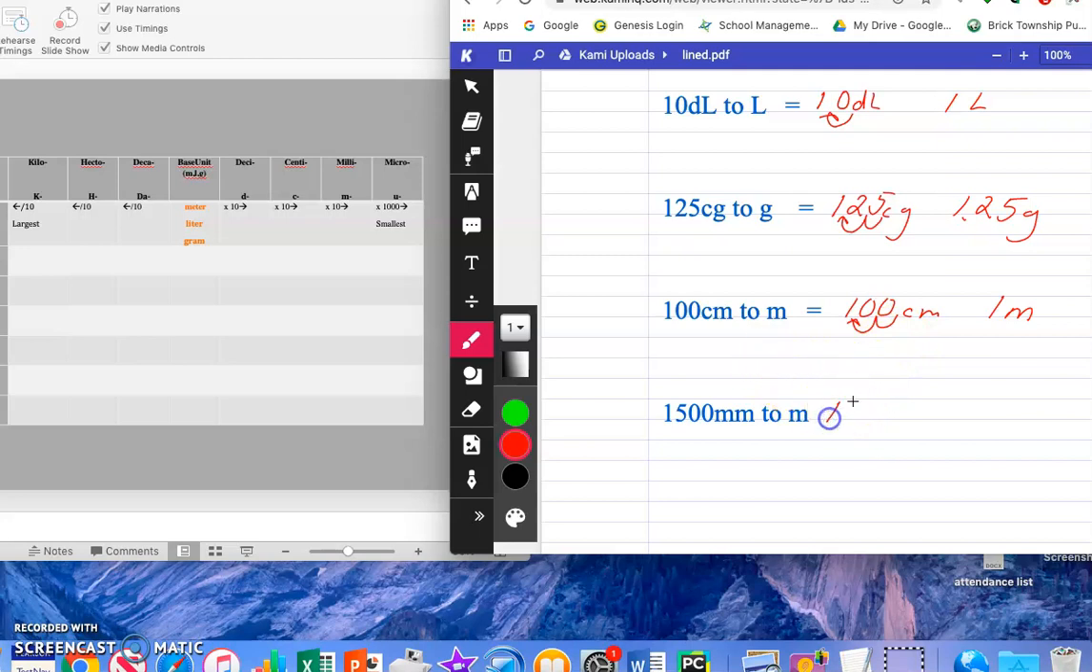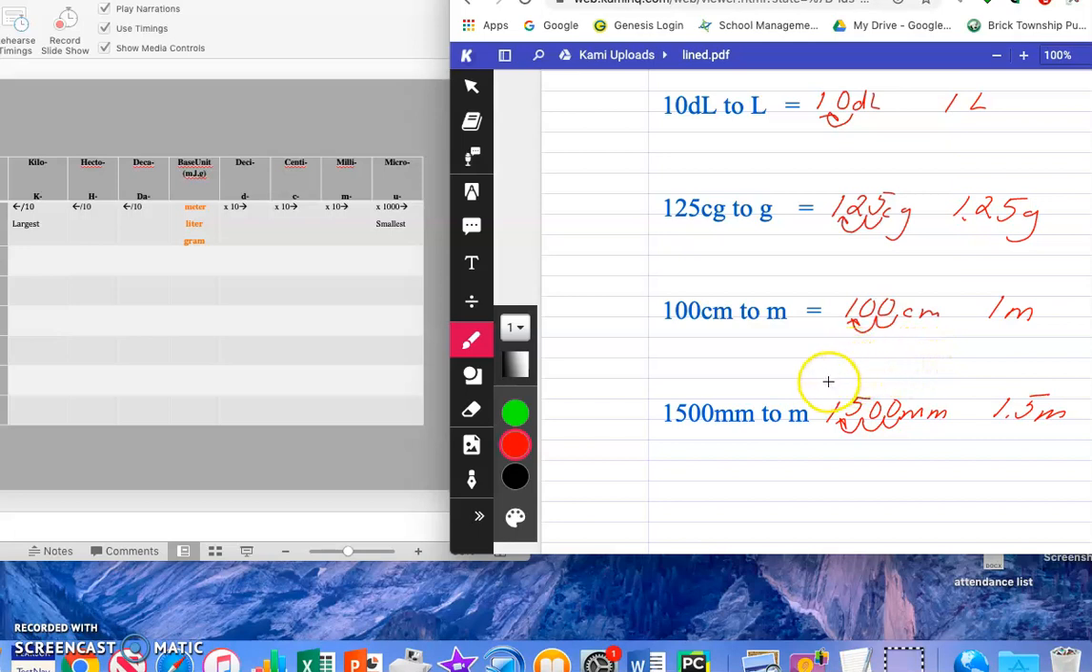Okay, and the last one, 1500 millimeters. We want to go to meters. Milli is here. We want to go to the left. One, two, three. So we're going to go to the left, three. So it equals 1.5 meters. Okay? So that's it.